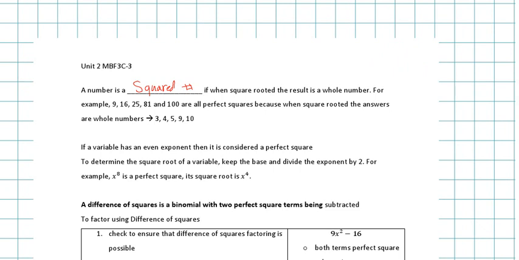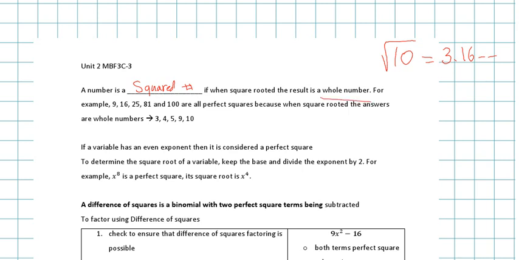So a number is a square number if, when square rooted, the result is a whole number. So if I take 10 and I ask myself, is 10 a square number? The answer to that is no, because when I square root 10, what do I get? 3.16227. So I get a decimal, right? I did not get a whole number.